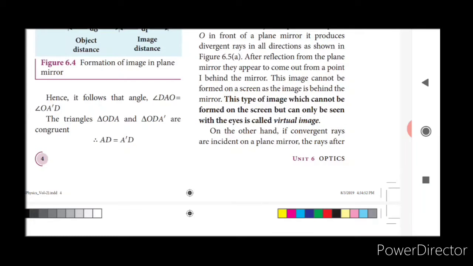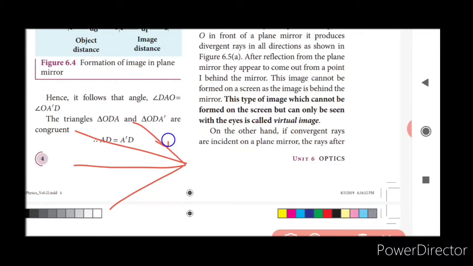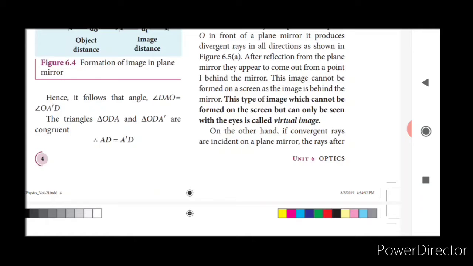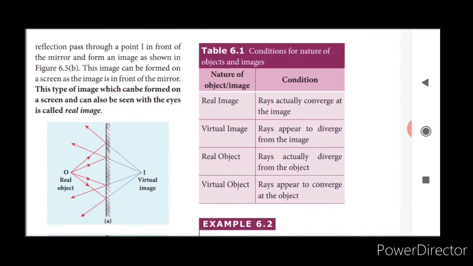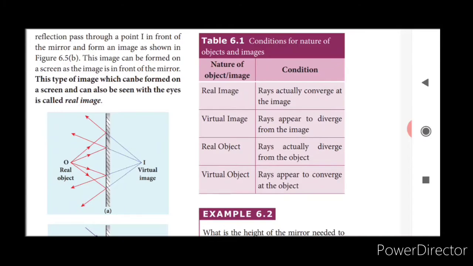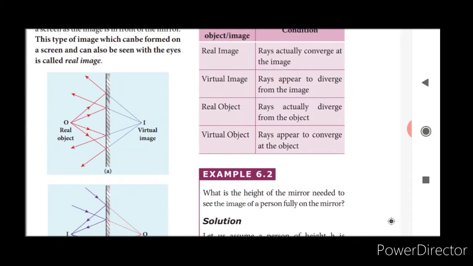On the other hand, what is meant by convergent rays? All the rays go and meet together. This is called convergent rays. If convergent rays are incident on the plane mirror, the rays after reflection pass through the point I in front of the mirror. This type of image can be formed on the screen and can also be seen with the eyes. It is called a real image.